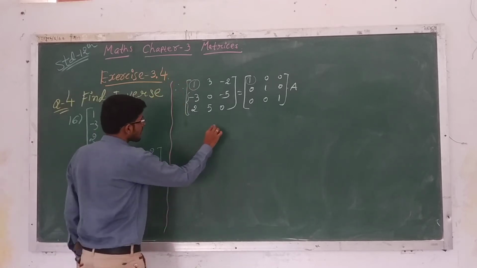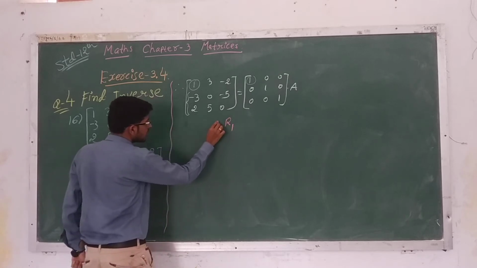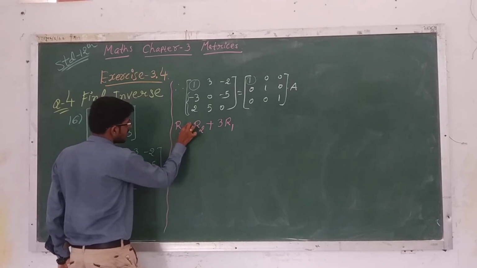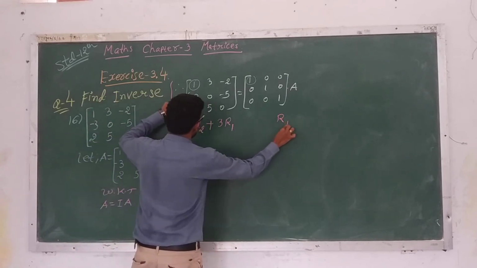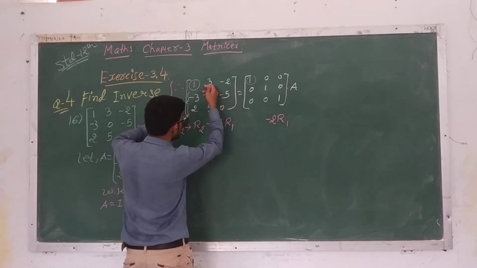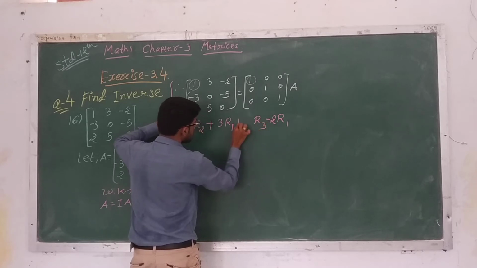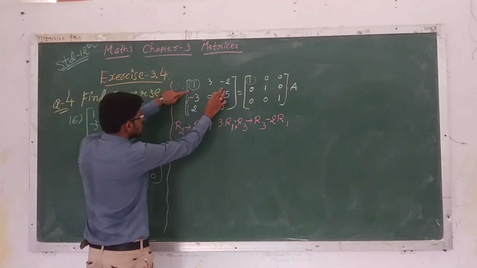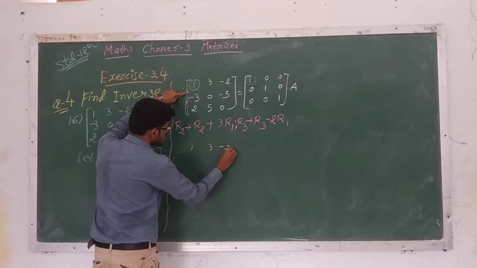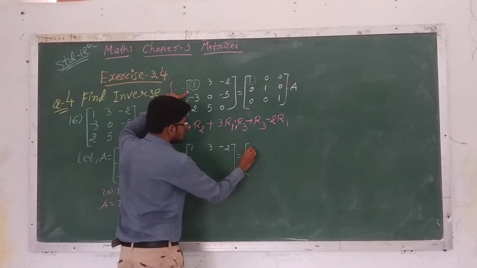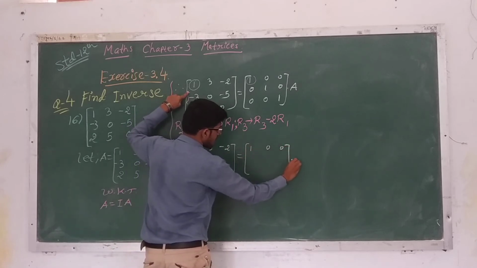So we have to write R2 becomes R2 plus 3 R1, and second, R1 multiplied by minus 2, because minus 2 plus 2 will be 0, and adding to the third row, so R3. Therefore, the first row is as it is: 1, 3, minus 2, and on the right hand side also the first row is as it is: 1, 0, 0, times A.